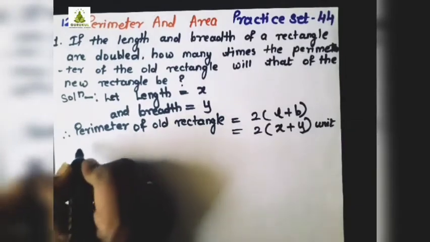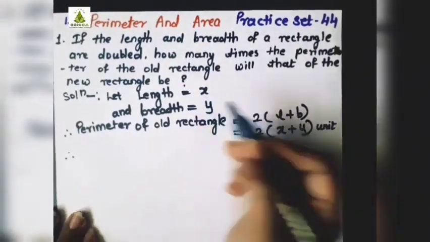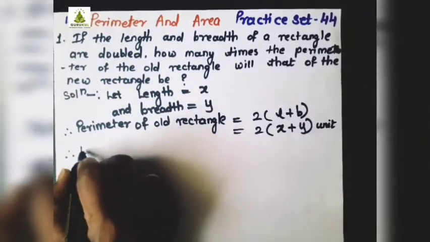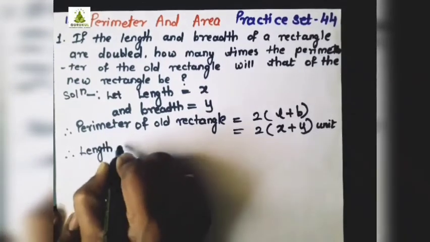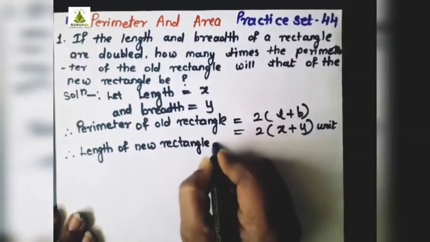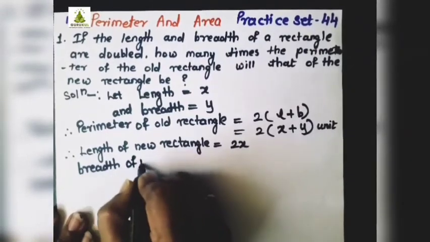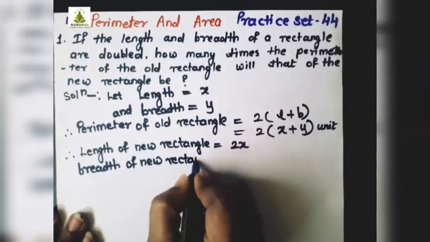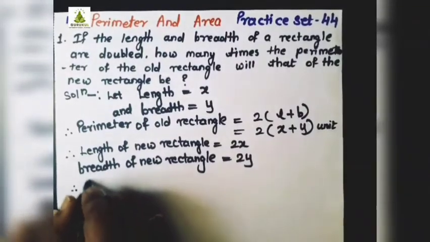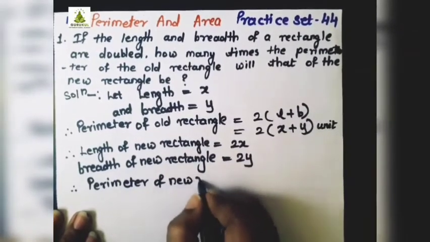Now what condition have they given? If the length and breadth of the rectangle are doubled, if it is x, its double will be 2x. So next we write the second condition: length of the new rectangle is 2x, breadth of the new rectangle is 2y, doubled means 2y. Then what will be the perimeter? Perimeter of the new rectangle.